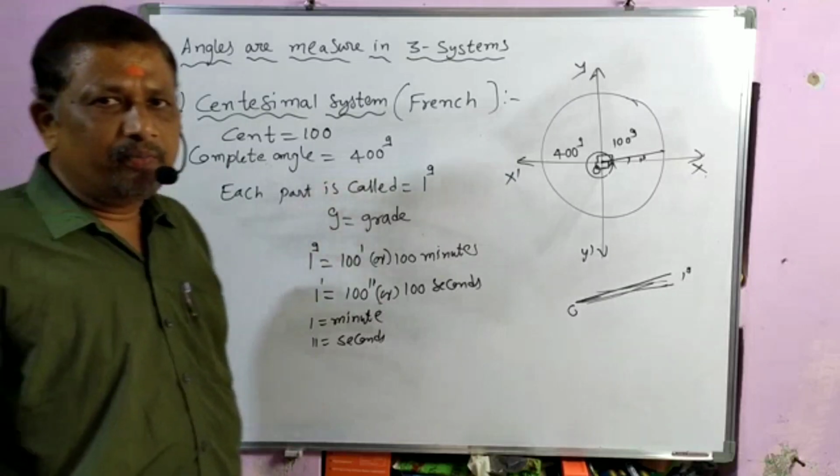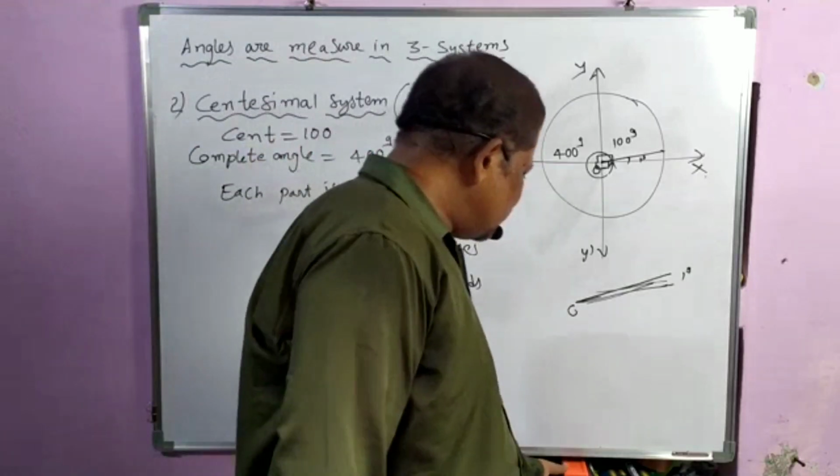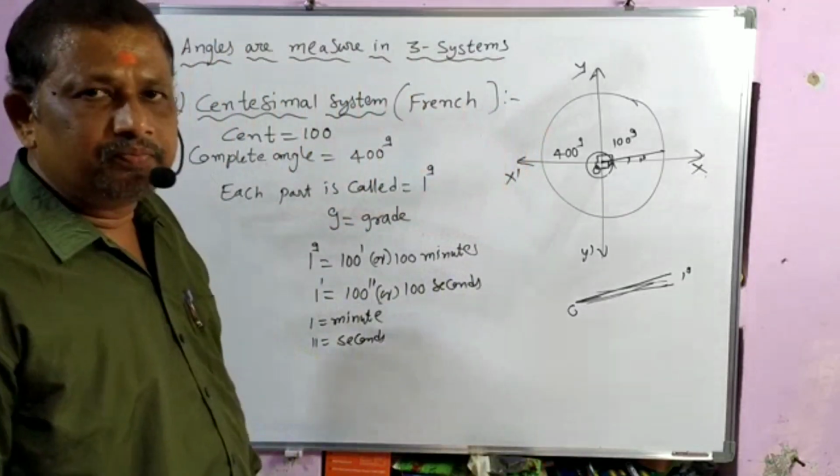Next, coming to the radian system or circular system. Is it over? Copy it now.